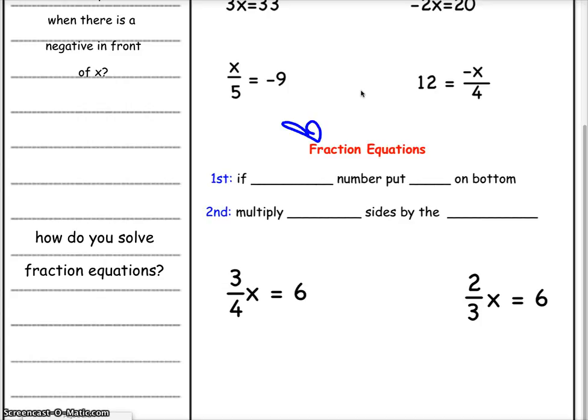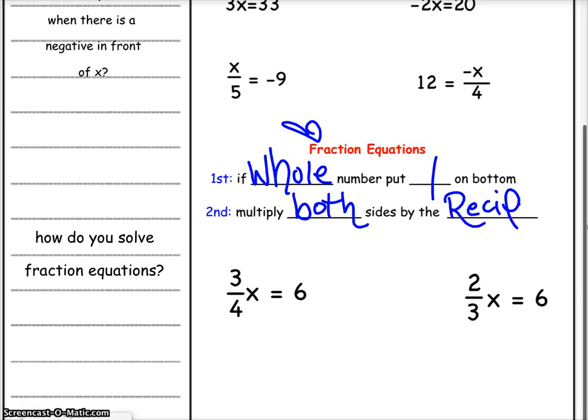Okay? So, the first thing, if there is a whole number, put a 1 on the bottom. That's your first plan of attack. Then, second plan of attack, you're going to multiply both sides by the reciprocal. That's it. So if there's a whole number, put a 1 on the bottom, multiply through by the reciprocal.